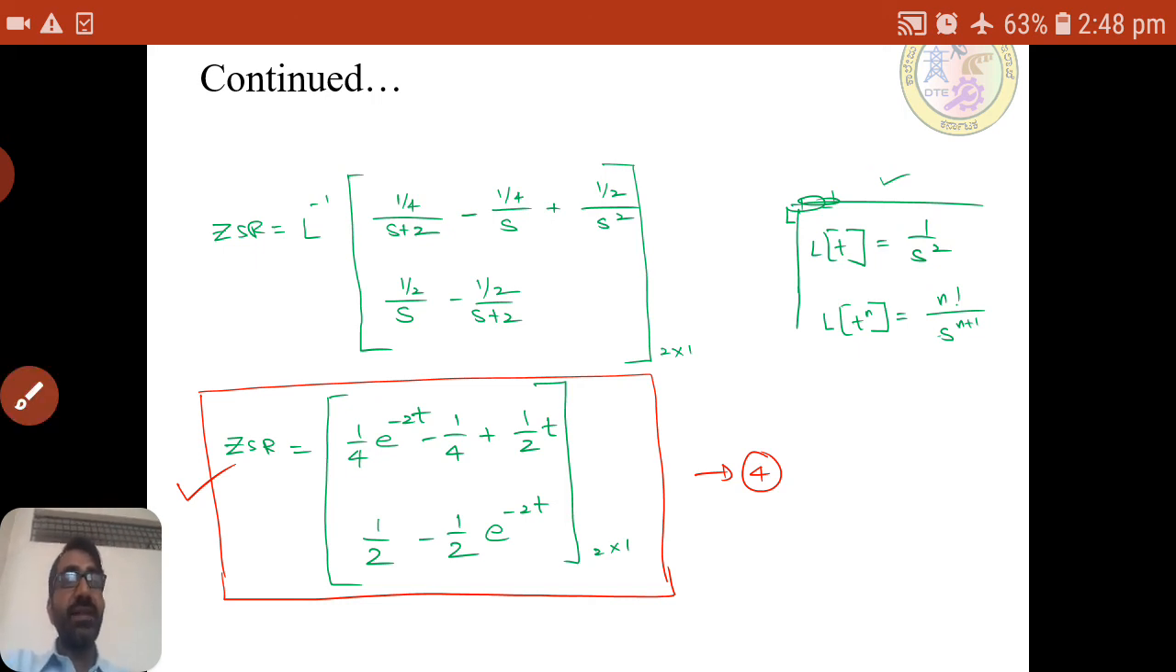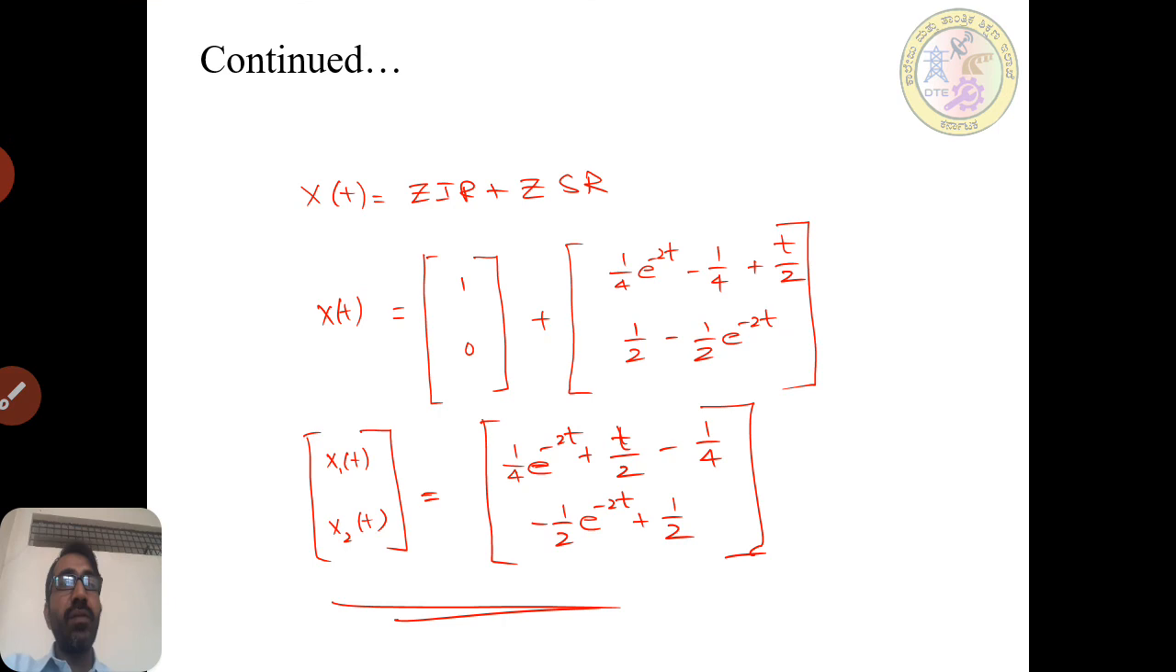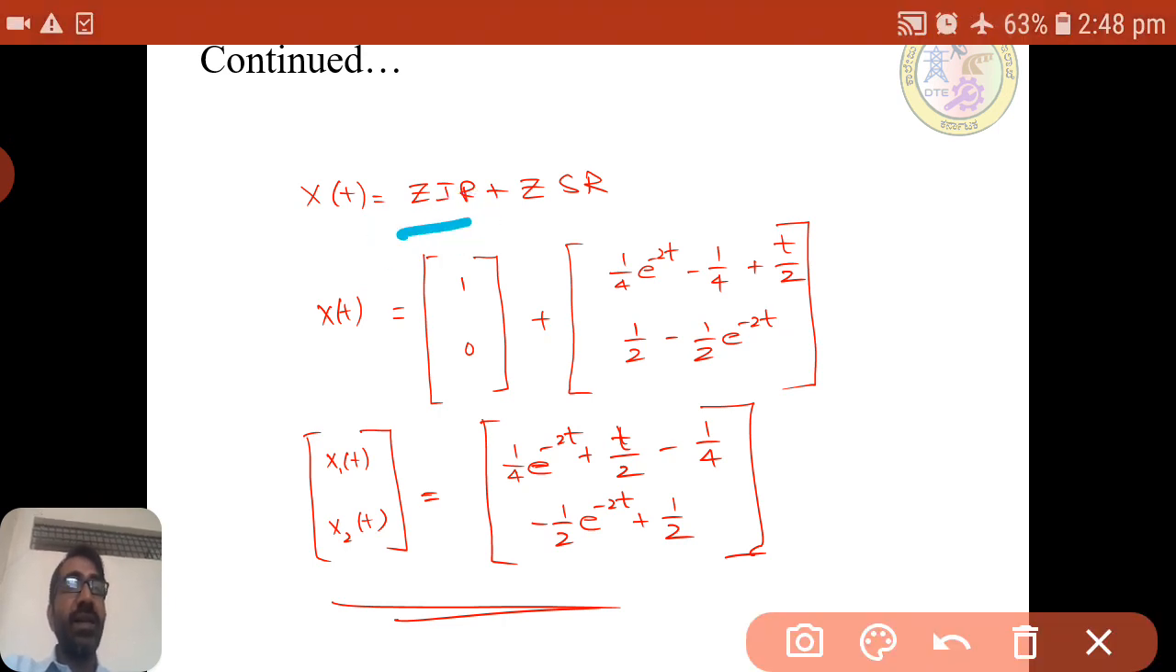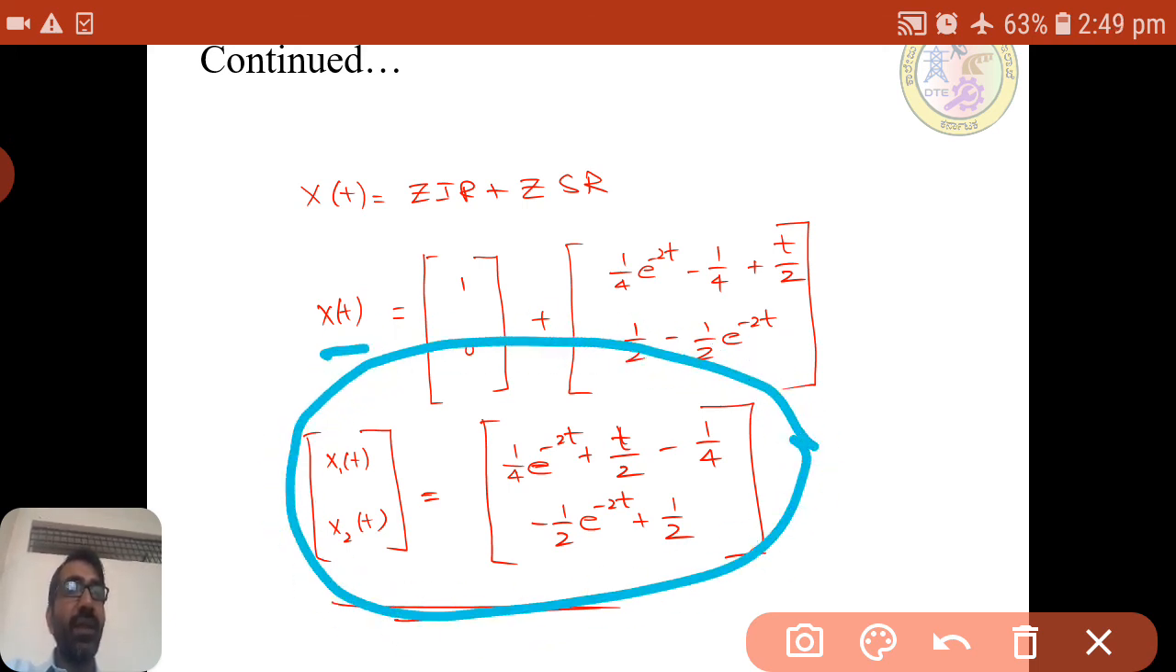Once we get ZSR and ZIR, we need to add them. So ZIR plus ZSR: [1 0] plus this term. So this will become 1 by 4 e raised to minus 2t plus t by 2 minus 1 by 4. Overall, we call this x of t, the solution for the two state variables. So this we call the state transition matrix.